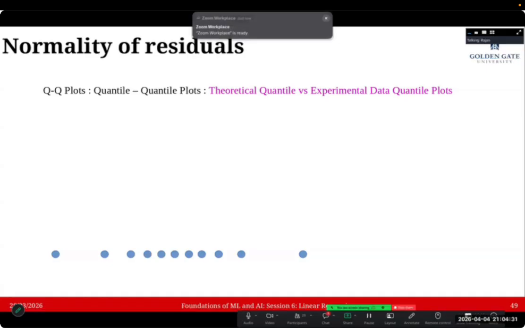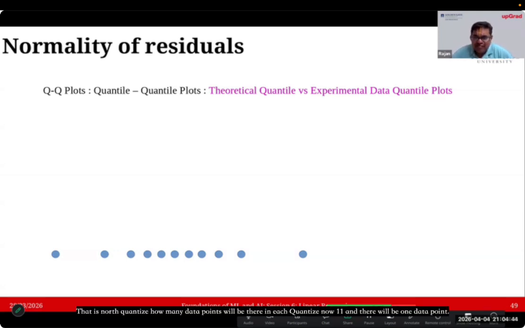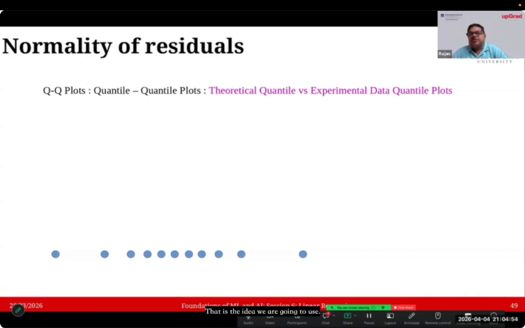Let us say I have n data points. Now I divide it into n subgroups. That is n quantiles. How many data points will be there in each quantile? One. There will be one data point. That is the idea we are going to use.